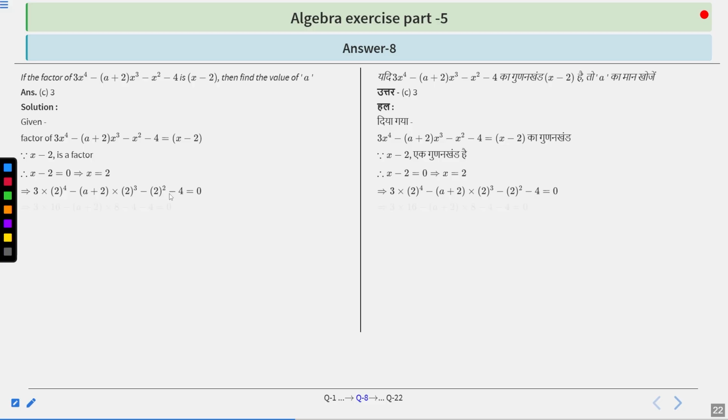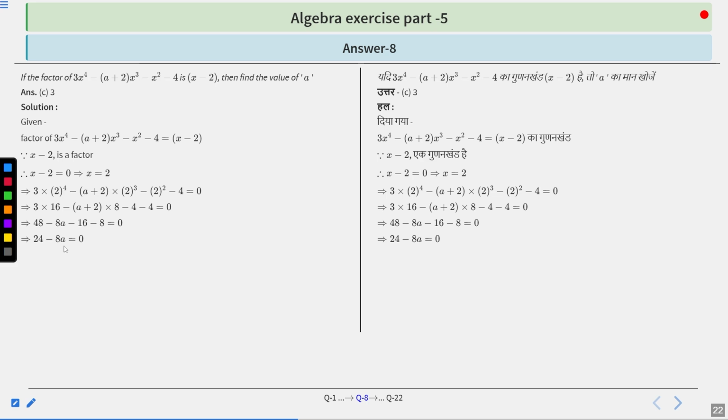So that is equal to 0. So 3 into 2 raised to power 4 is 16, minus a plus 2 into 2 cube is 8, minus 2 square is 4, minus 4 equal to 0. 16 into 3 is 48, minus 8 into a, minus 8a, minus 8, 2 into 8 that is minus 16, minus 4 is minus 8 equal to 0.